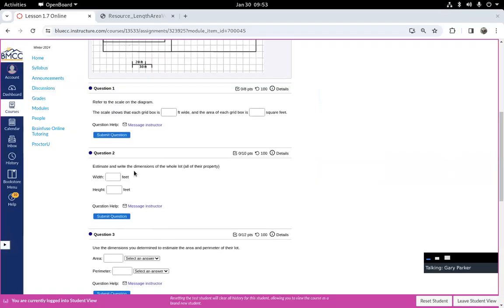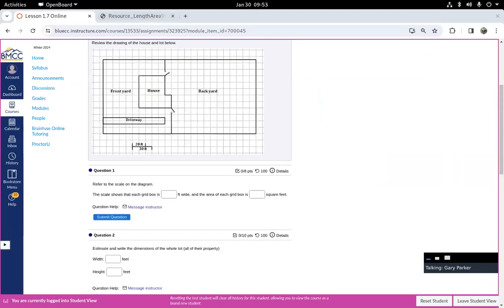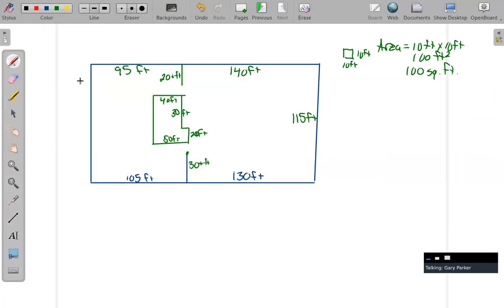And let's see, estimate the dimensions of the whole lot. All right, so we have that in the picture. So counting out those squares in the whole lot, that is 115, and then all the way across would be 105 plus 130, so that should be 235 for the whole lot. And you should double check that on your screen.